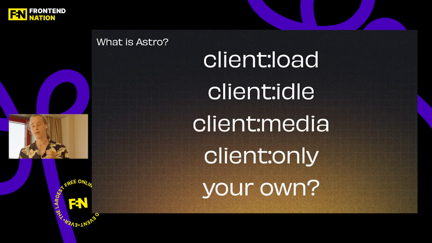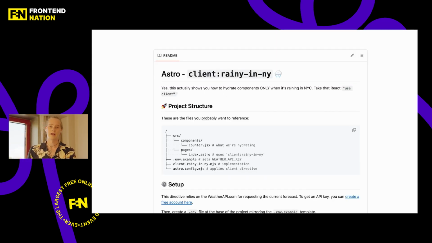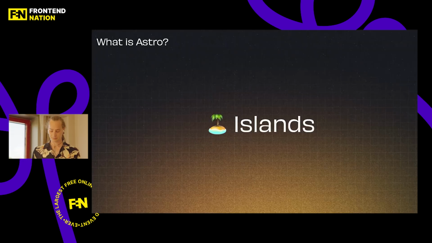Now you can also build your own client hydration or client directives. Since Astro is open source and is pluggable by default, you can build your own. For instance, Ben, one of my colleagues at Astro, actually built client:raining-in-New-York, which is really funny. So every time it rains in New York, your component will get hydrated. If not, then it will never get hydrated, which is really funny.